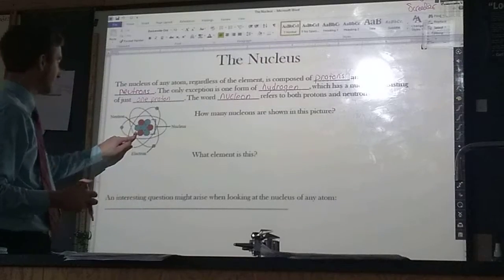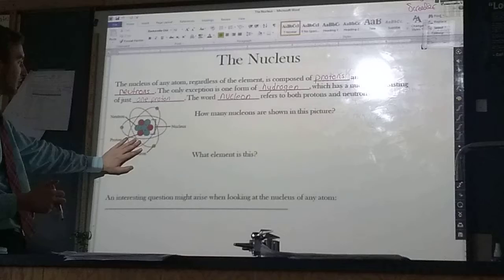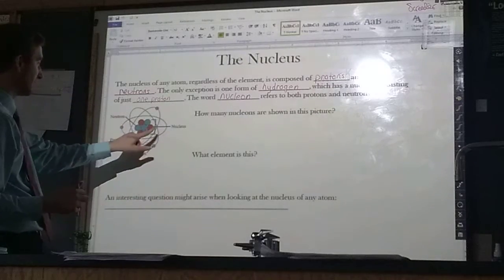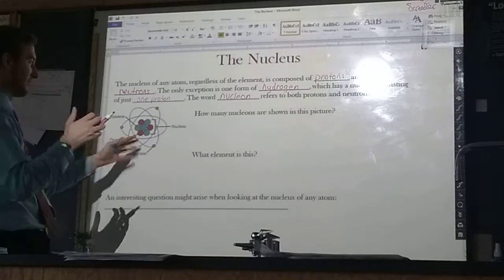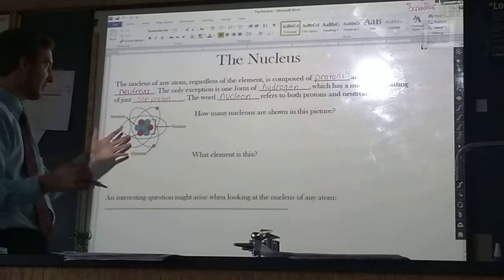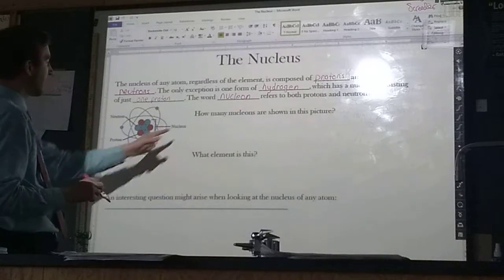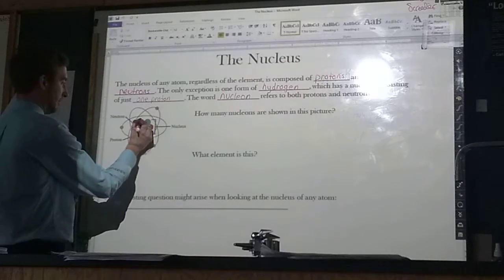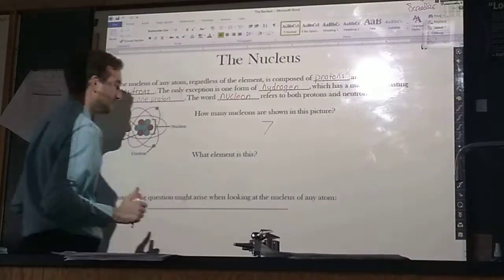If we take a look at this picture right here, we see a very typical drawing of an atom with our nucleus here, our electrons. This is wildly inaccurate just in terms of scale and what the orbits actually look like, but it's good enough for our mental picture of what a nucleus looks like. How many nucleons are shown in this picture? We just got to count the things that are in the center. 1, 2, 3, 4, 5, 6, 7. There are 7 nucleons here.